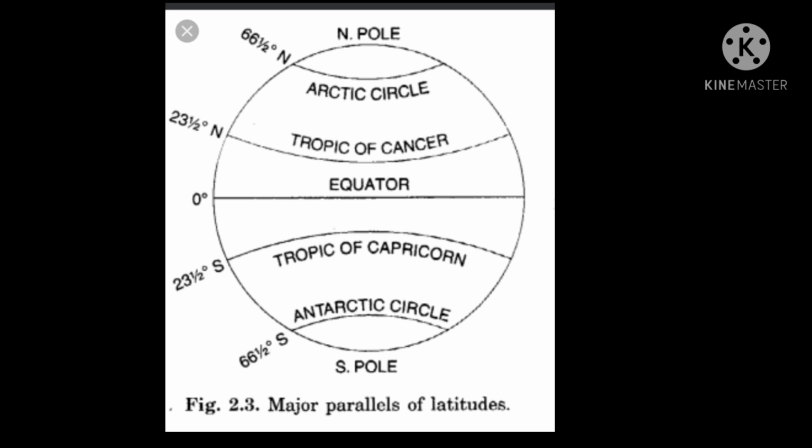So again I will repeat for you. The important parallels of latitude are: the equator, marked as 0 degree; the Tropic of Cancer, marked as 23.5 degree north; the Tropic of Capricorn, marked as 23.5 degree south; the Arctic Circle, marked as 66.5 degree north; and the Antarctic Circle, marked as 66.5 degree south. So these are the important parallels of latitude.